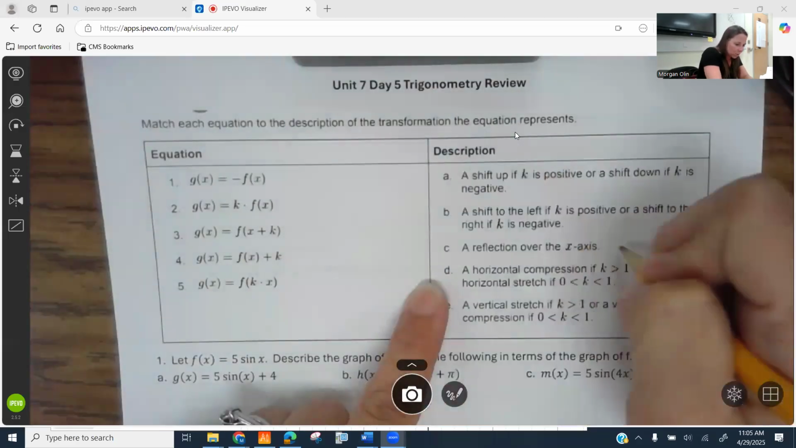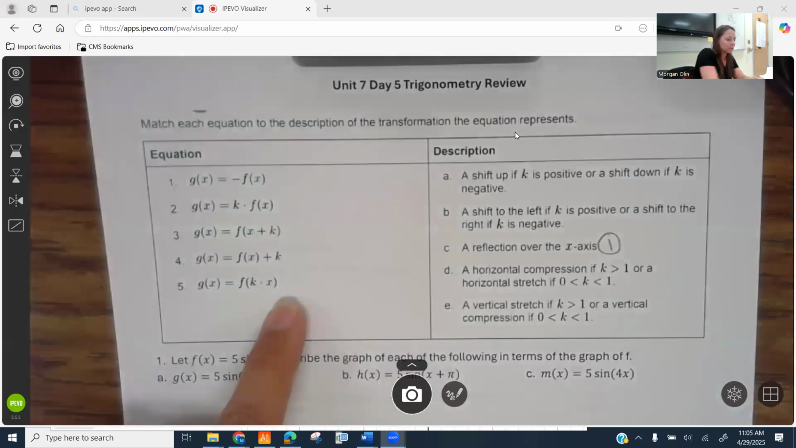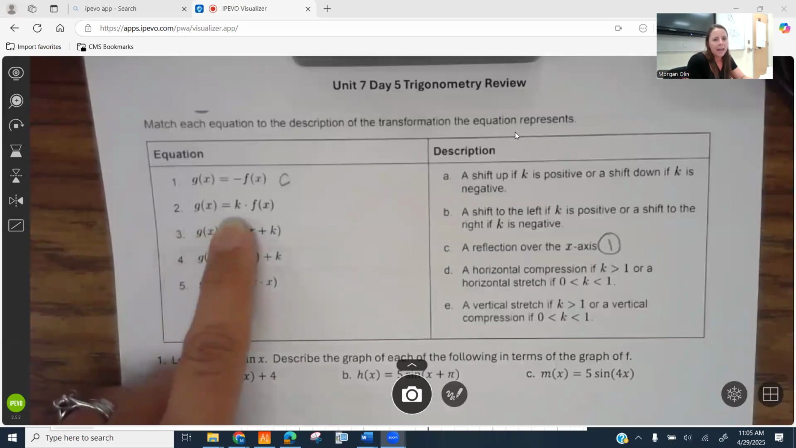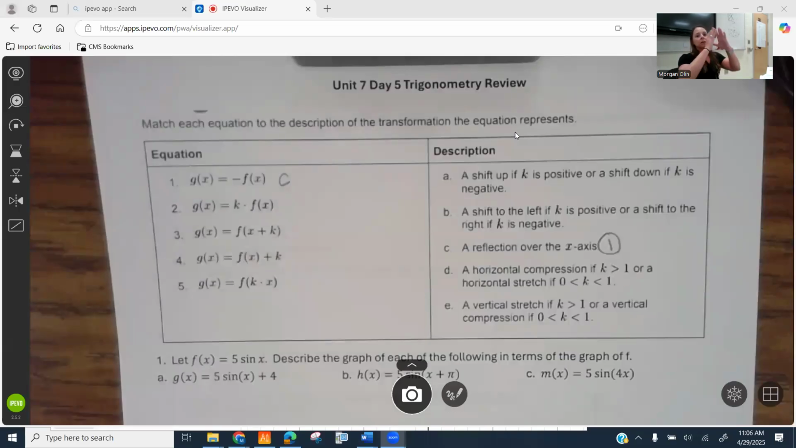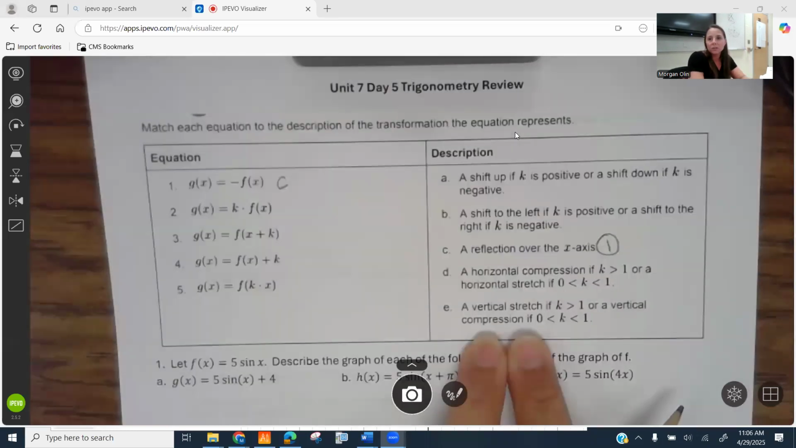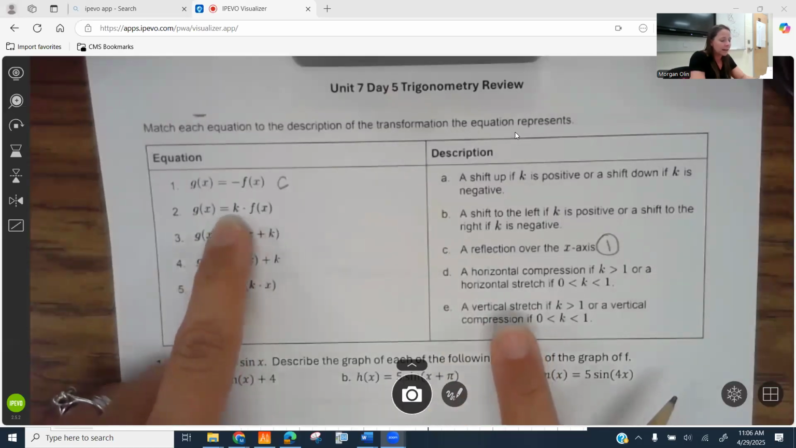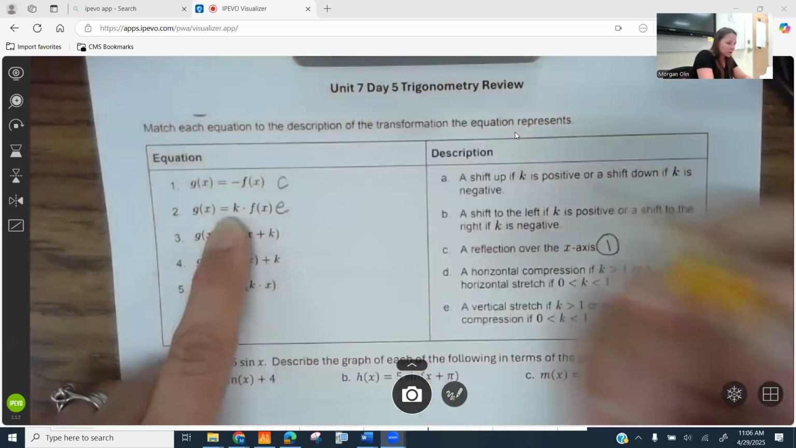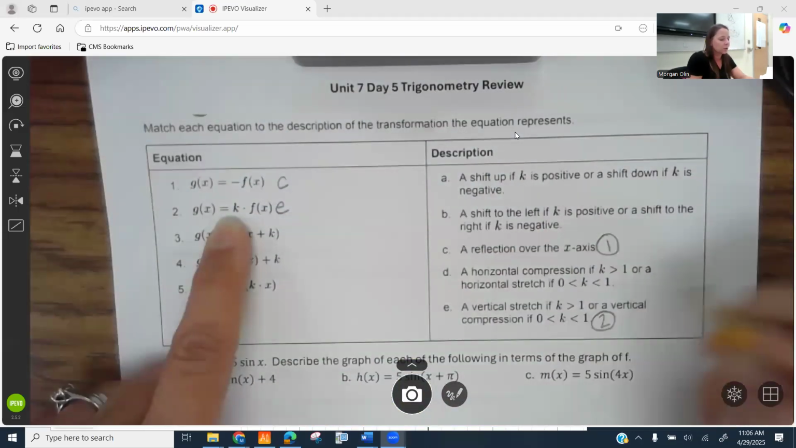So this is 1 right here, or you could say 1 is C. All right. Now, number 2, K. When K is multiplied, now they're just using different variables. Yesterday, I said A. A or K, in this case, when it's multiplied, is what makes it bigger or makes it smaller. I know I didn't use that terminology yesterday in my video, but here, when it's multiplied on the outside, it is a vertical stretch. All right, so E is number 2.